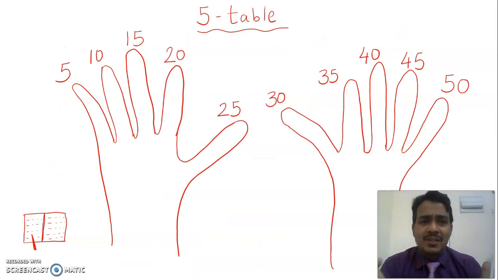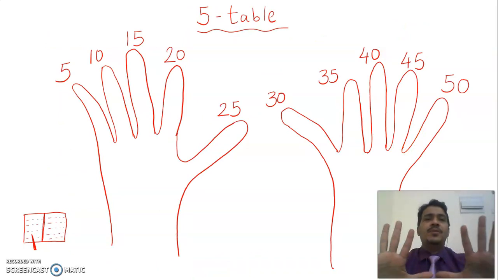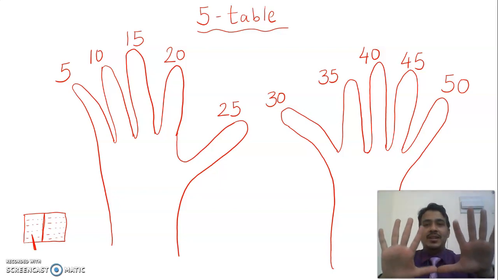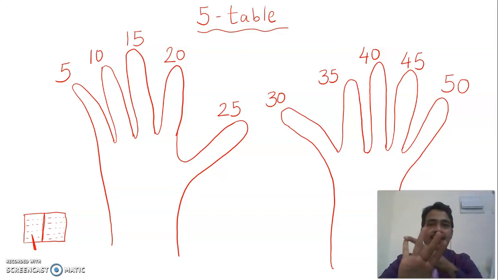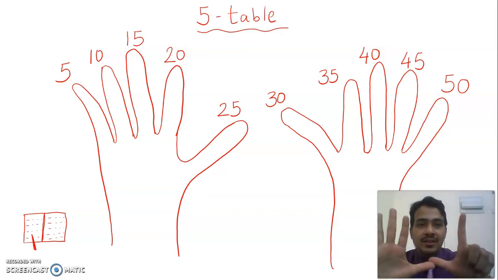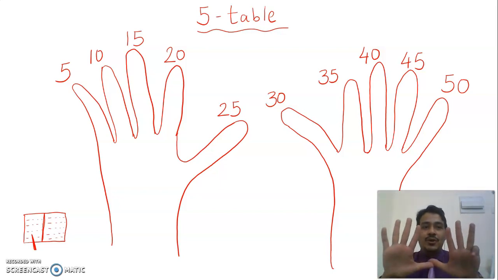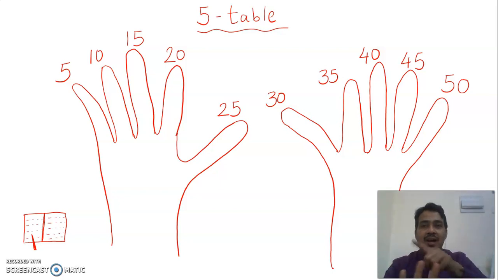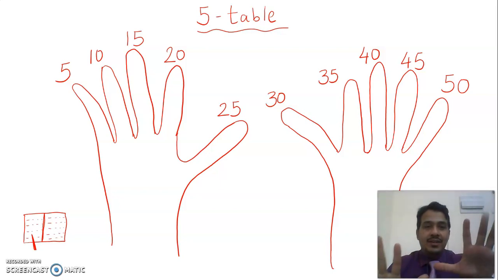See, the 5 table is pretty easy. Just open up your fingers and you have to skip count by 5. It's pretty easy. So let's go 5, 10, 15, 20, 25, 30, 35, 40, 45, 50. You have to skip count by 5. You have to add 5. 5 plus 5, 10, 15, 20, 25, 30, 35, 40, 45, 50.